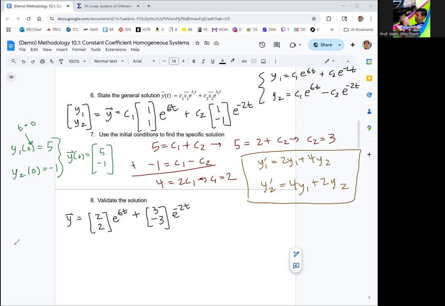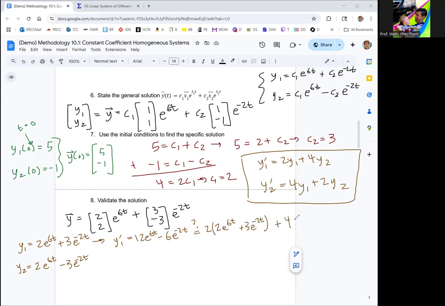So let's do y1 is 2e^6t plus 3e^-2t. So y1 prime is 12e^6t minus 6e^-2t. All right, and so then for the right side, it's 2y1 plus 4y2. So y2 is 2e to the 6t minus 3e to the -2t. So we do 2 times y1 plus 4 times y2.